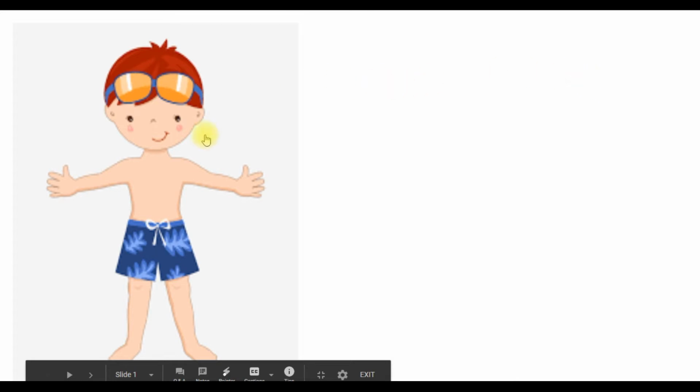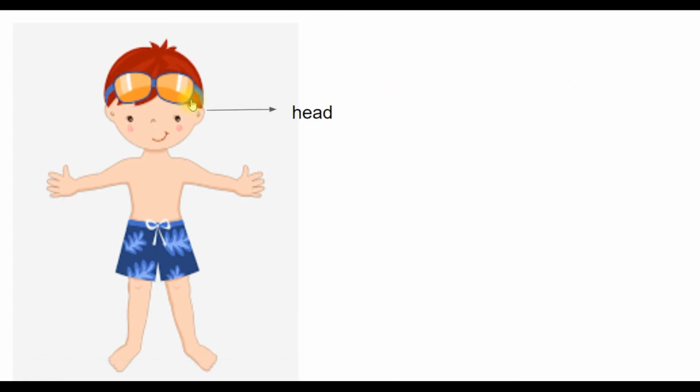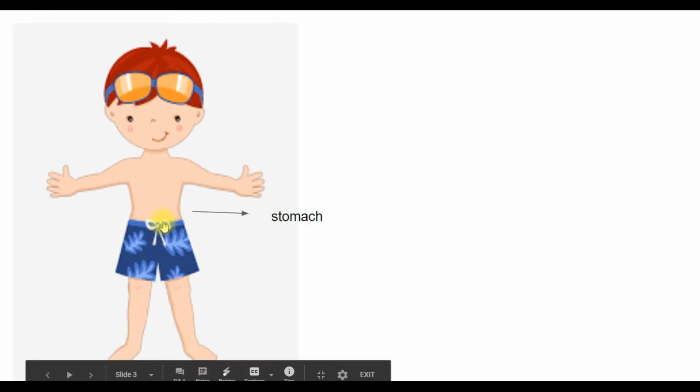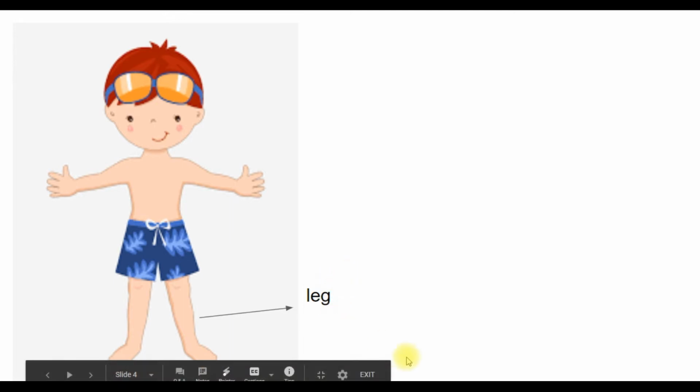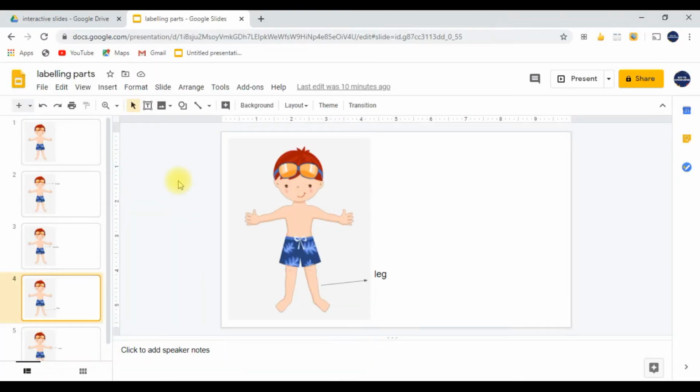When I click on head, it will appear as head. If I'm clicking on leg, it comes, see, again head. If I'm clicking here, so this is how it is made. So I will show you from the scratch how I made all these slides. Okay, so let us move on to a new slide.